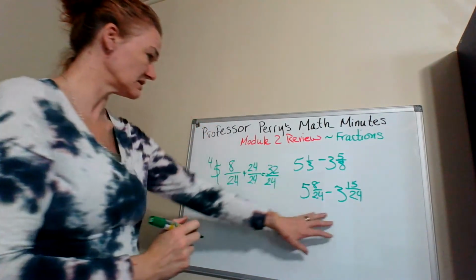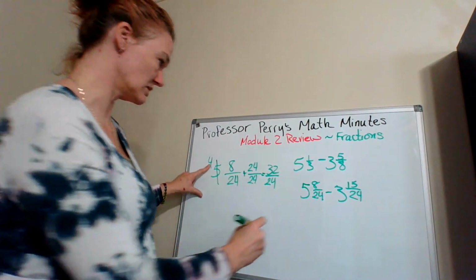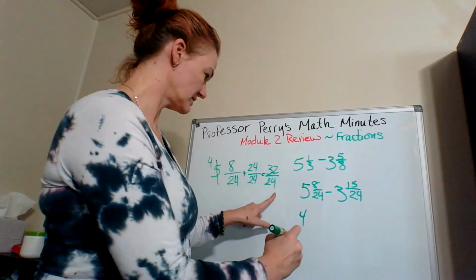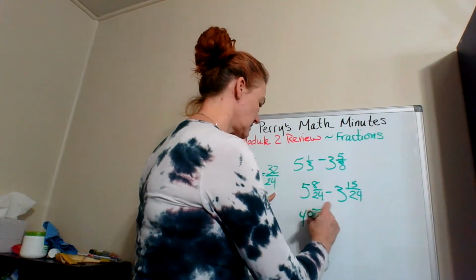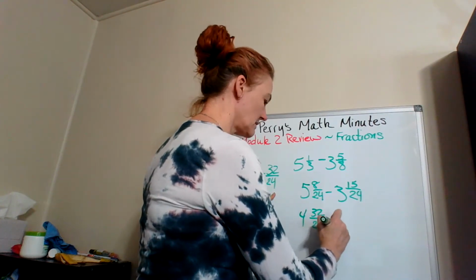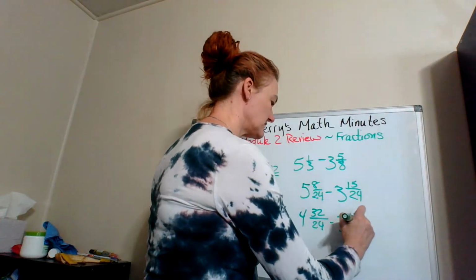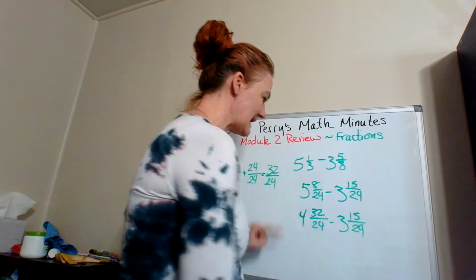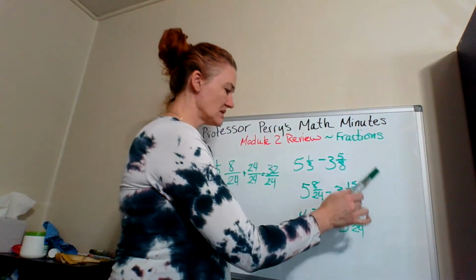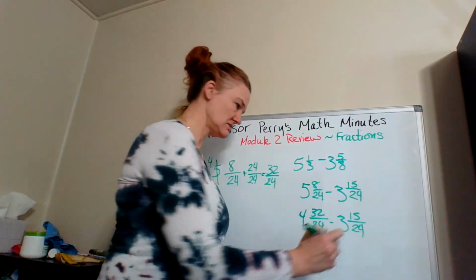So now over here, I'm going to rewrite this. I have the 4 and 32 24ths minus 3 and 15 24ths. Now I can subtract. I have 32 minus 15.